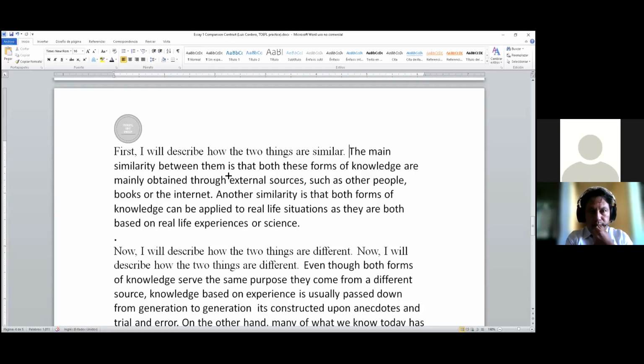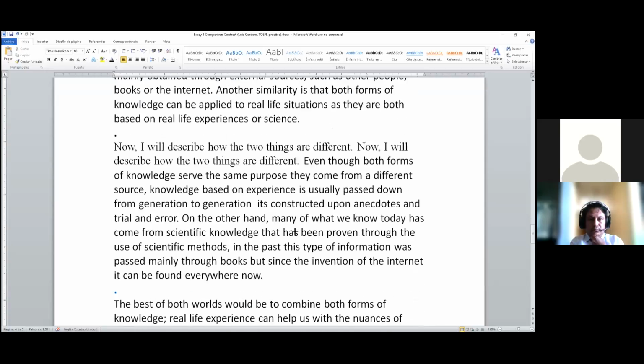The main similarity between them is that both of these forms of knowledge are mainly obtained through external sources, such as other people, books, or the internet. Another similarity is that both forms of knowledge can be applied to real life situations, as they're both based on real life experiences or on science. Now I will describe how the two things are different.